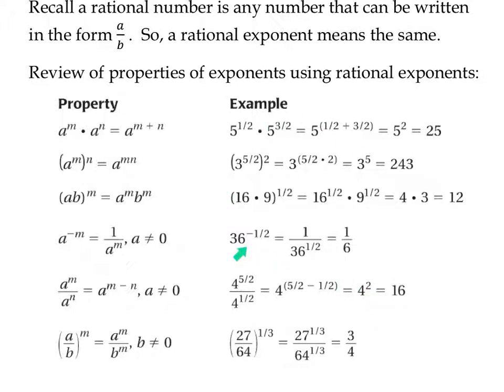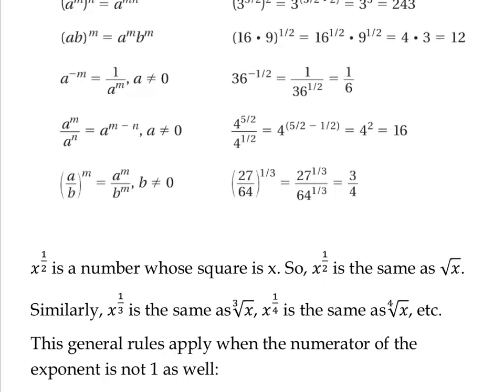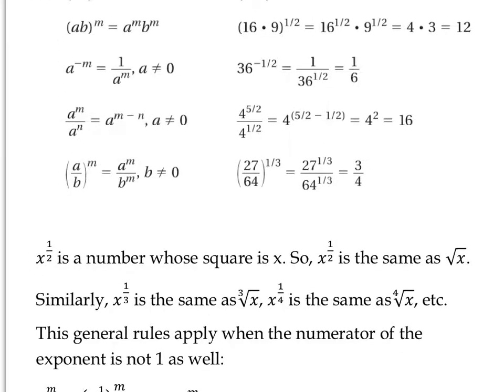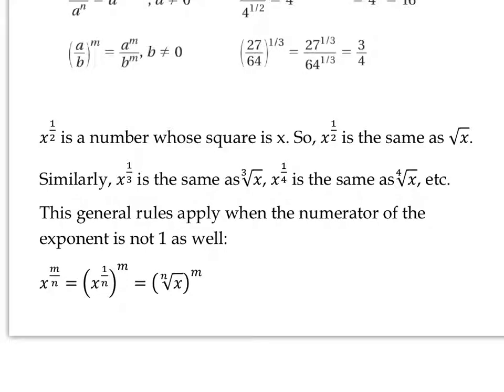Let's look at one in particular here. This 36 to the negative 1/2. Recall a negative exponent means we write it as a reciprocal. So here we'd put this as 1 over 36 to the 1/2 power. Well, then how does that 1/2 power make the 36 a 6? We're going to talk about that a little bit here and how we can work with rational exponents as radical expressions.